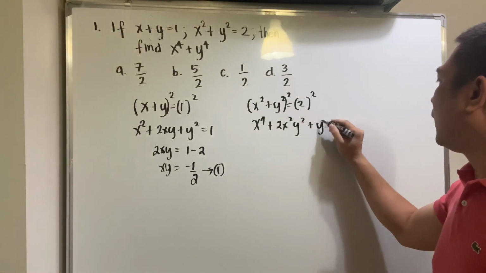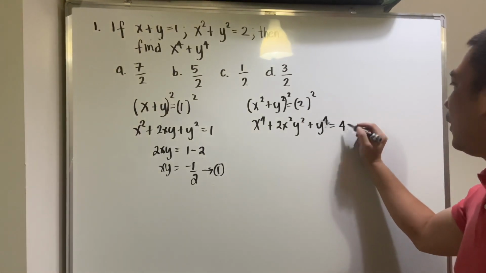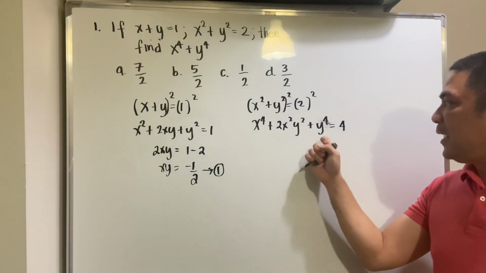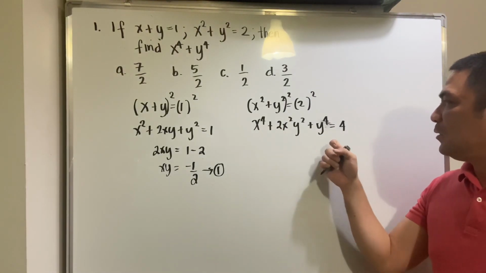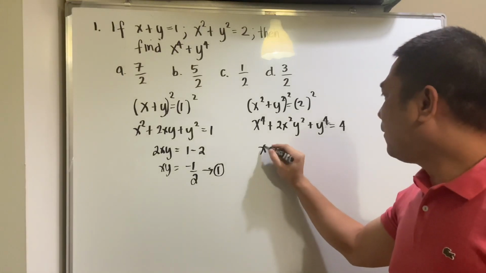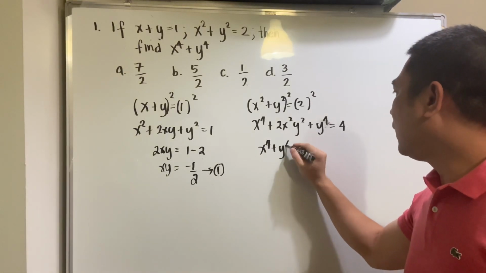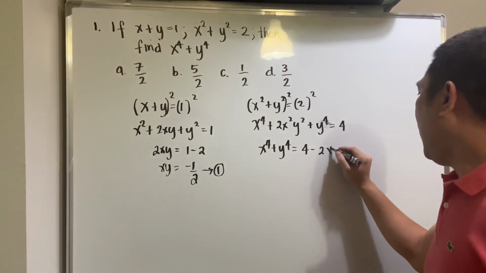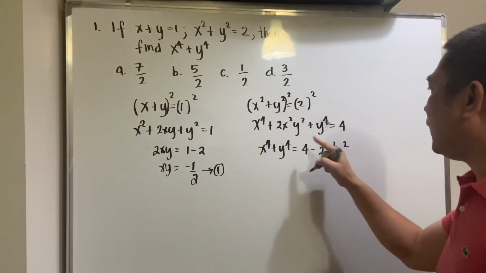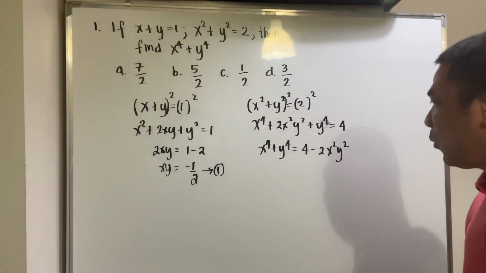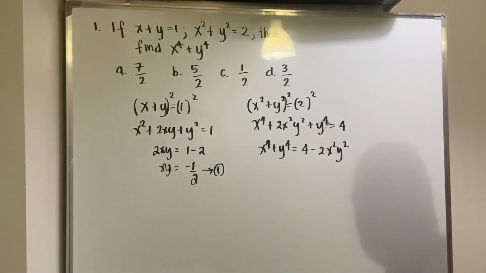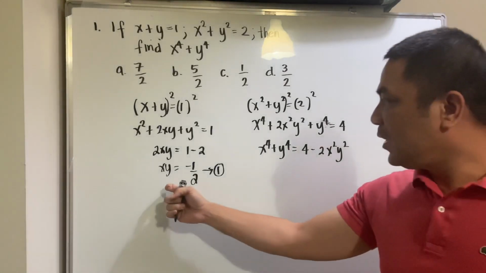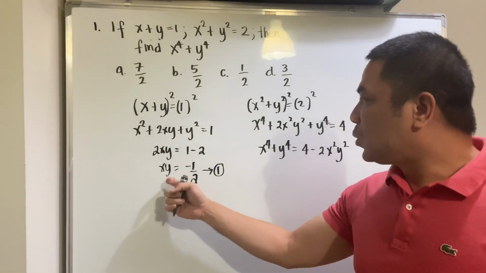Plus y to the fourth is equal to 4. So again, what are we asked to find? x to the fourth plus y to the fourth. So x to the fourth plus y to the fourth will be equal to 4 minus 2x squared y squared. So transpose this to the other side of the equation. But check this one, x squared y squared, and you have an equation here, xy.